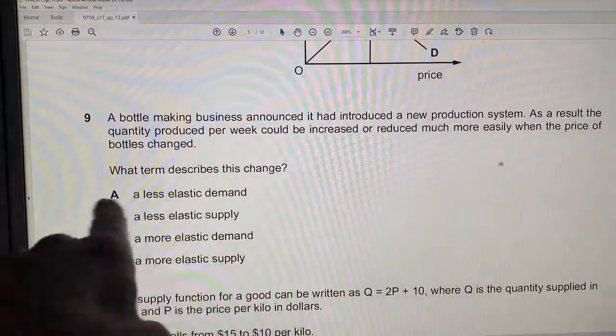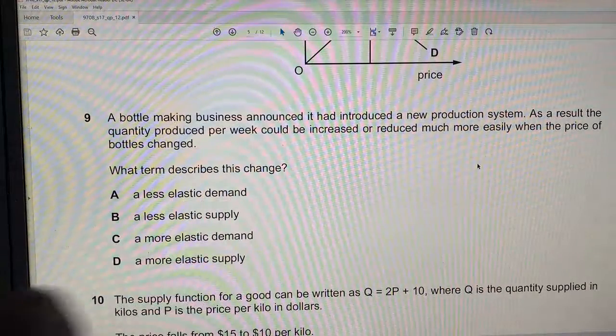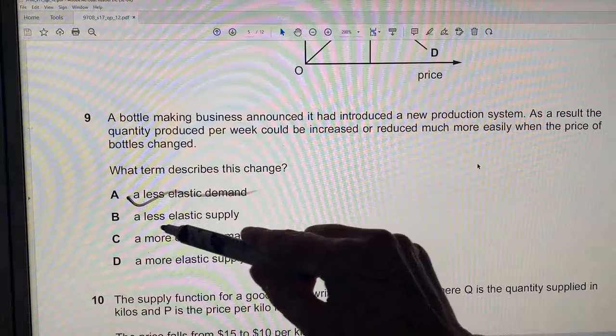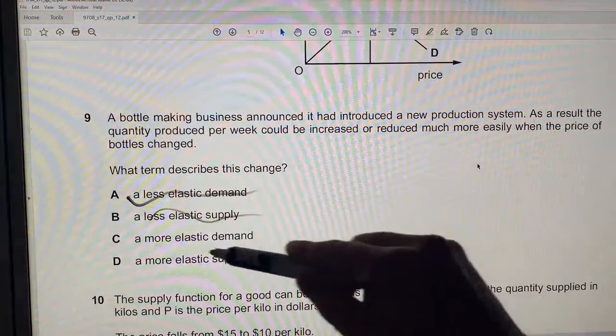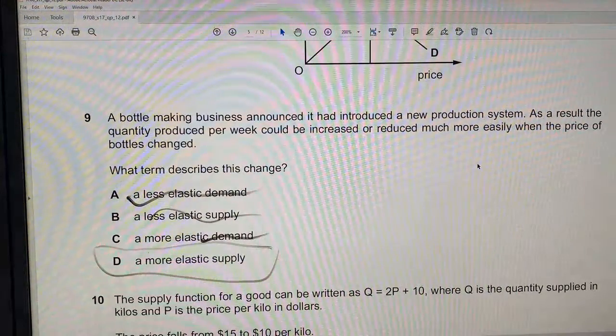So that describes, it's not about demand. It's not about demand at all. It's not a less elastic supply. It's a more elastic supply. It's not about demand. So answer for 9 must be D.